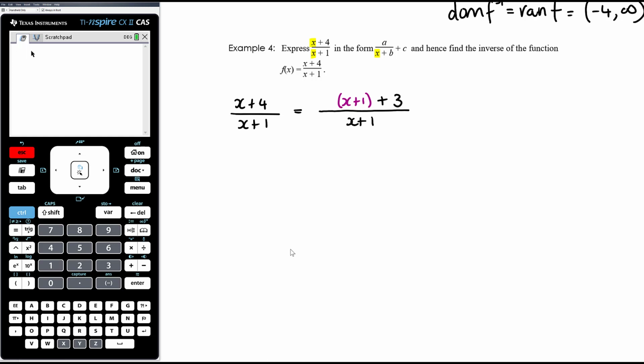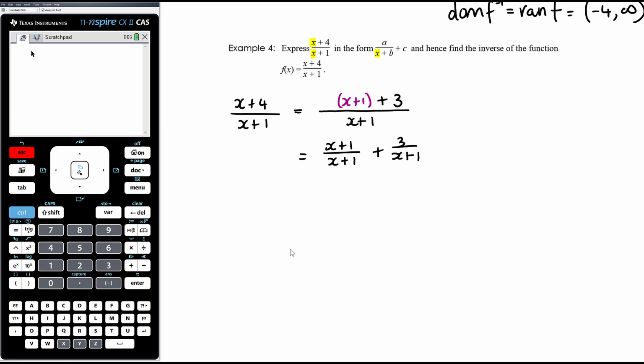So x plus 4 is the same as x plus 1 plus 3. But the advantage here is that now we've got these are the same. Okay. So our next step is now to split up our fraction. This can be written as 2 separate fractions, x plus 1 over x plus 1 plus 3 over x plus 1. That's how common denominators work. You add them together, you get that. So therefore you can do that in reverse to get that.